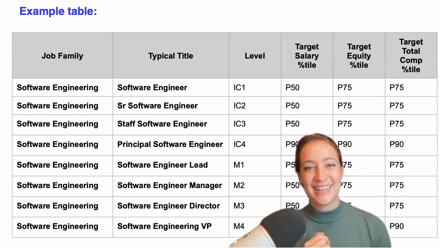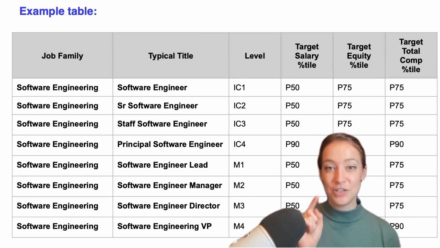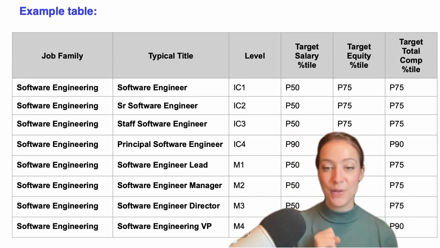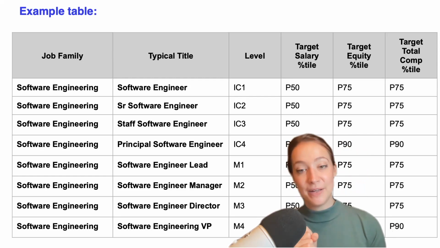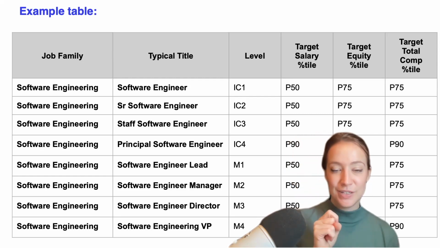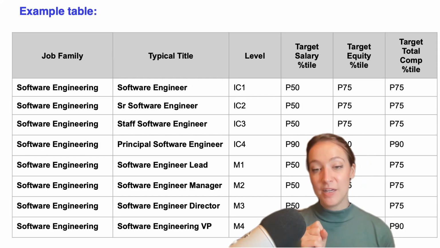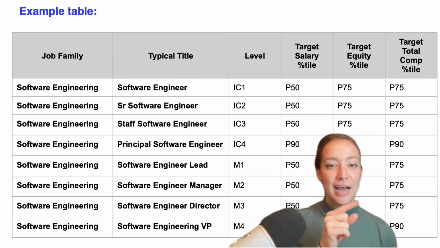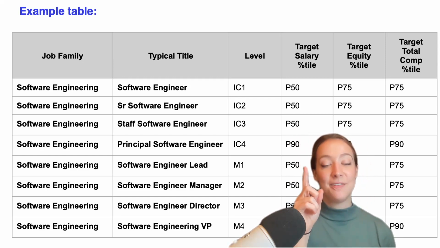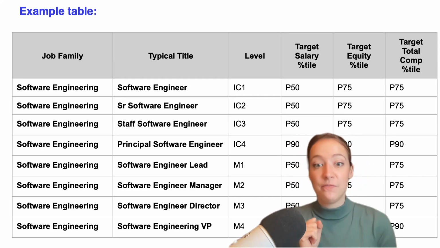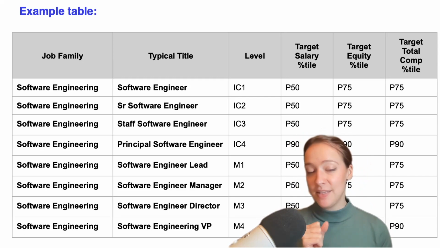You will notice that I have different target percentiles for equity and salary and total comp. I also have different percentiles by role. So there are times where you will split it like I did here. My principal is at the 90th percentile for salary because that is a very difficult role to hire in the market. And for the other ones, I'm targeting the 50th and 75th.